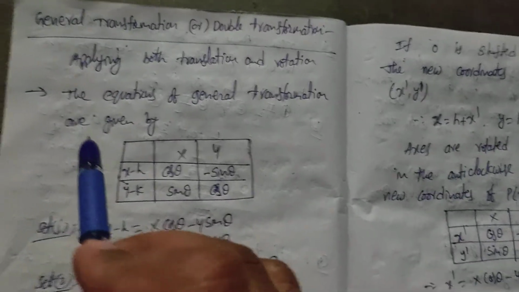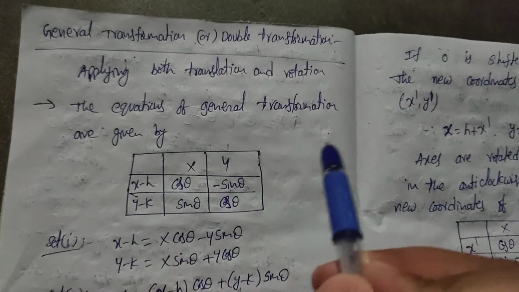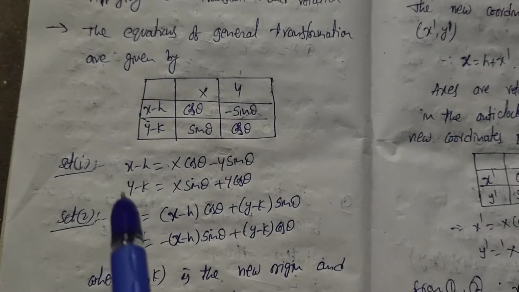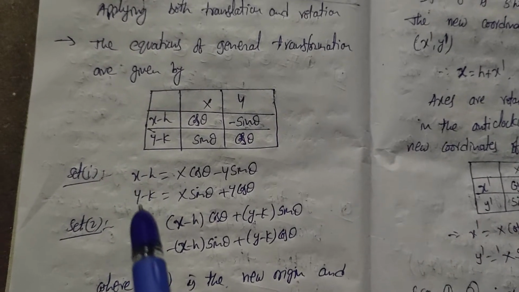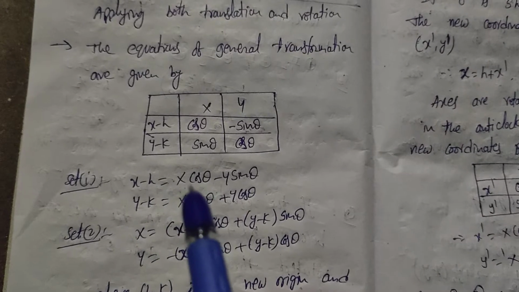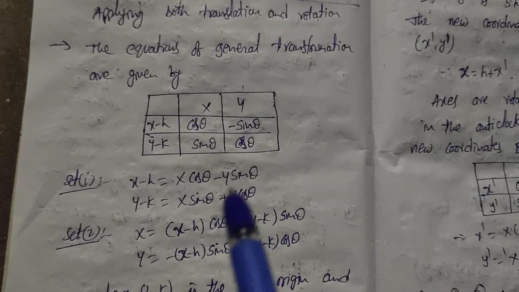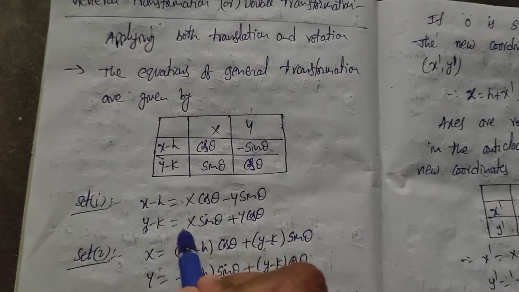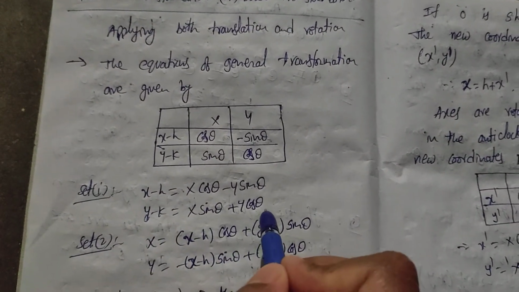So the equations of general transformation are given by set 1, that means by using small x comma y. Small x minus h is equal to capital X cos theta minus capital Y sin theta, and small y minus k is equal to capital X sin theta plus capital Y cos theta.